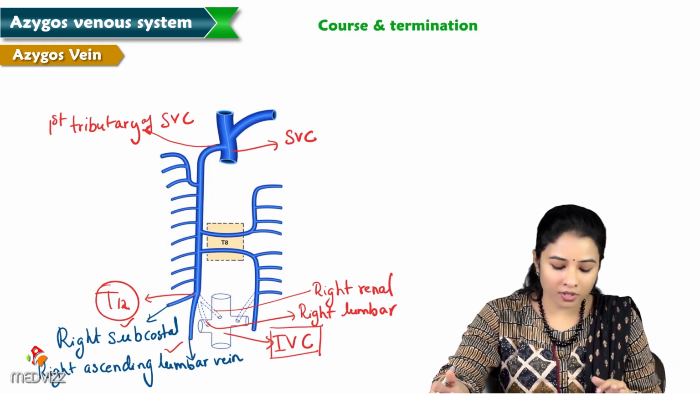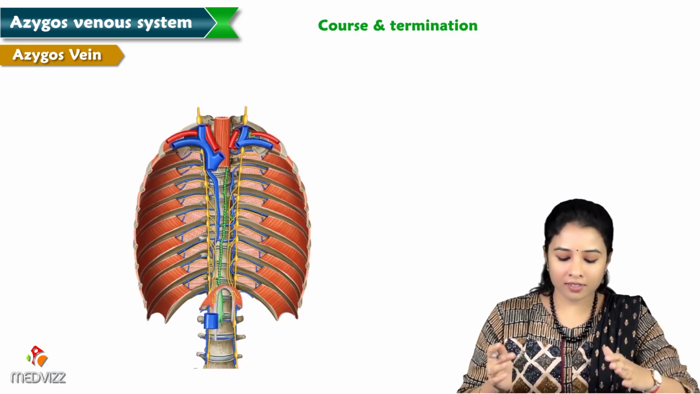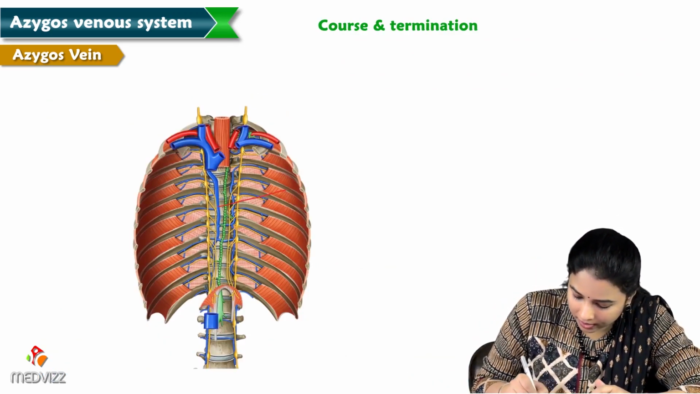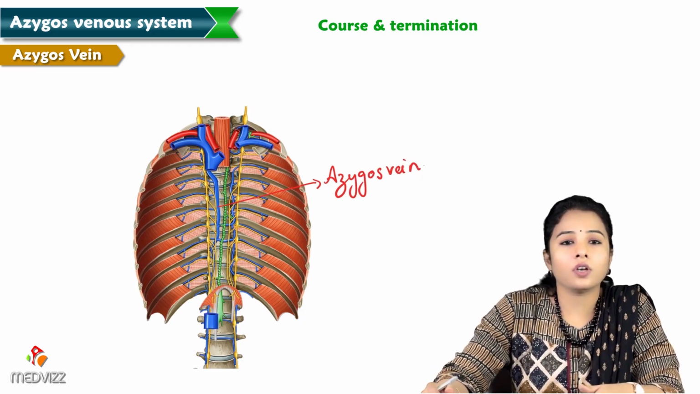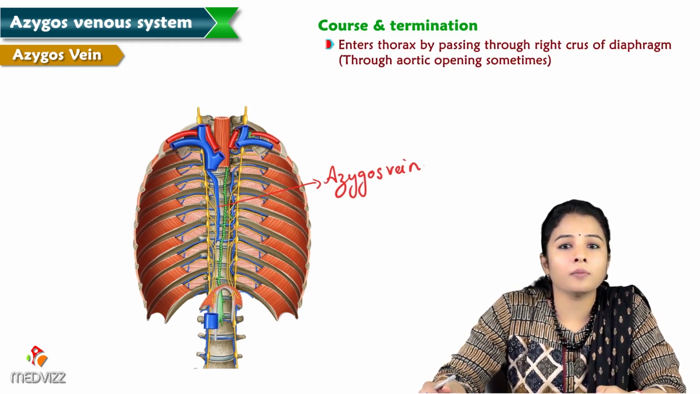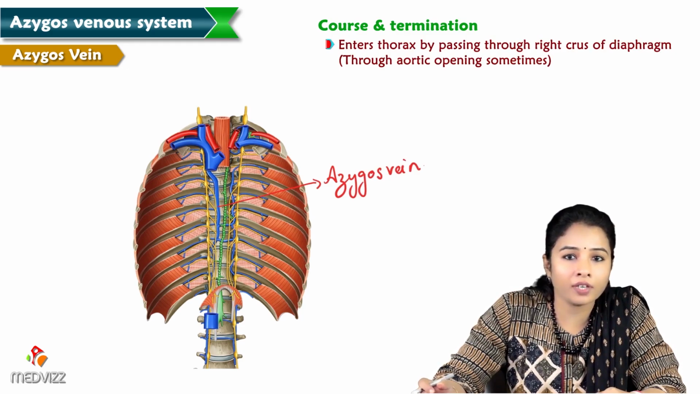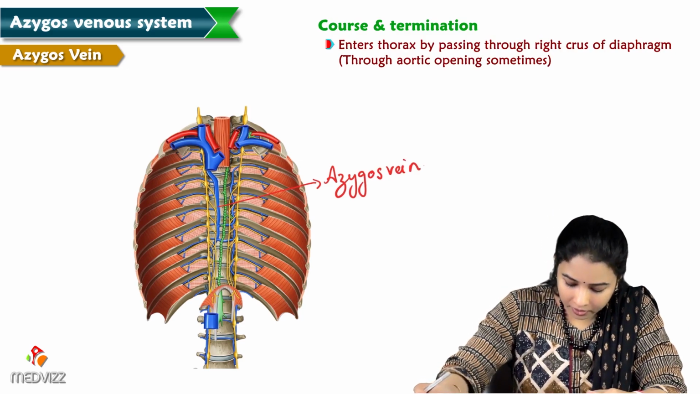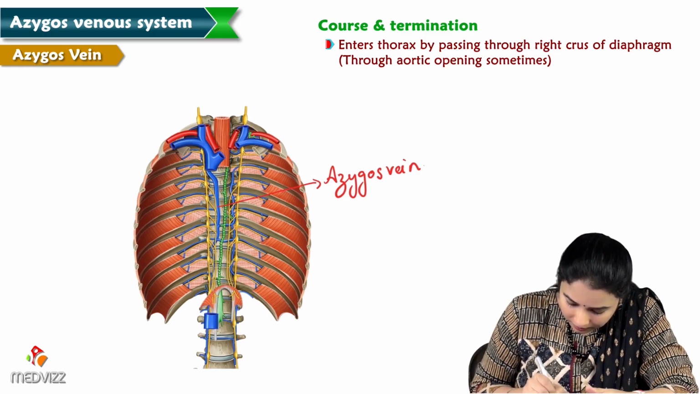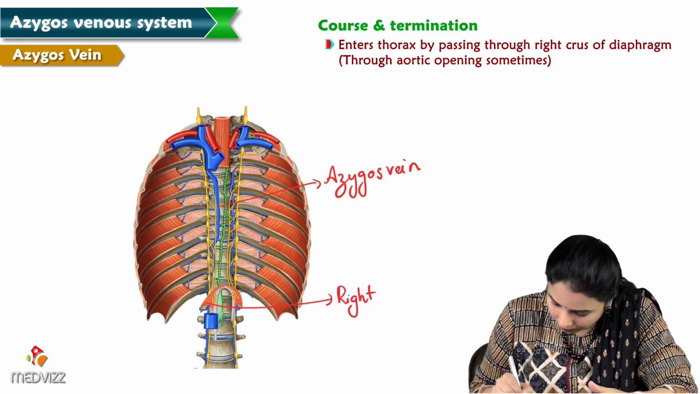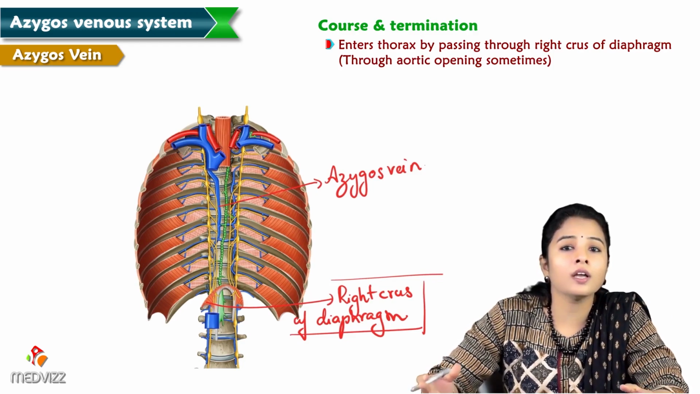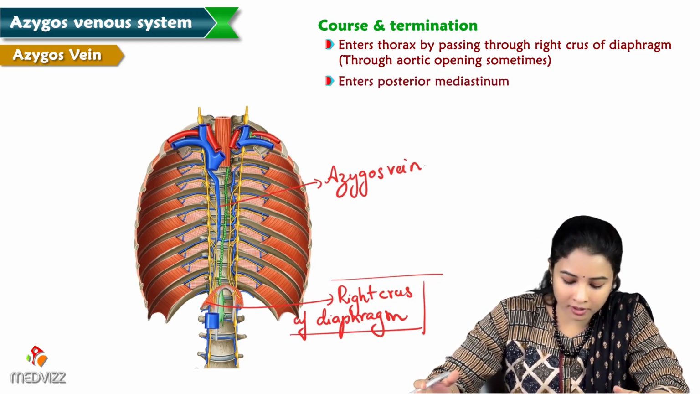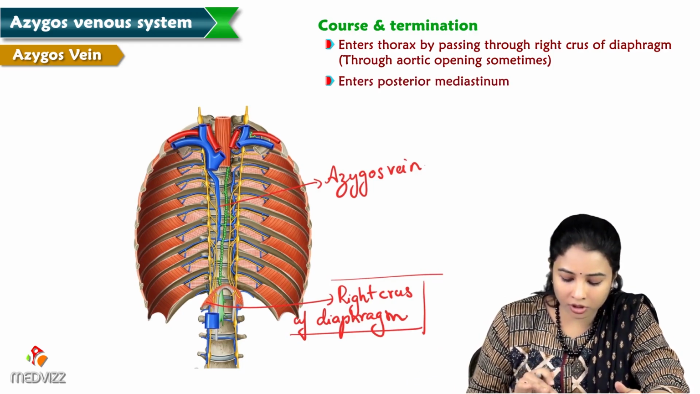So let's see the course and termination. Here in this image we can see this is the azygous vein. It enters the thorax by passing through the right crus of diaphragm through the aortic opening. The azygous vein runs along with the aorta and enters the posterior mediastinum. So in the thorax, it enters the posterior mediastinum.